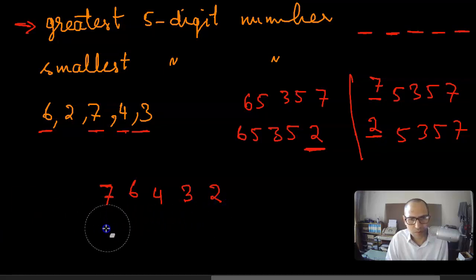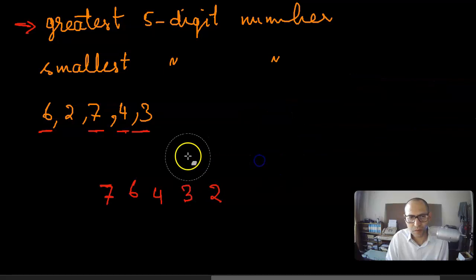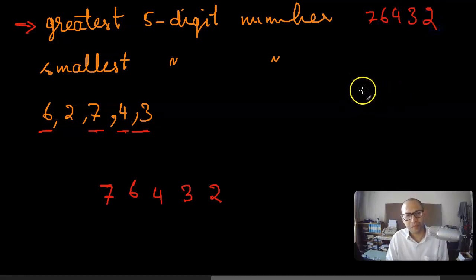So then your number essentially becomes 76,432, right? Now, what is the smallest 5-digit number that you can make using these digits?